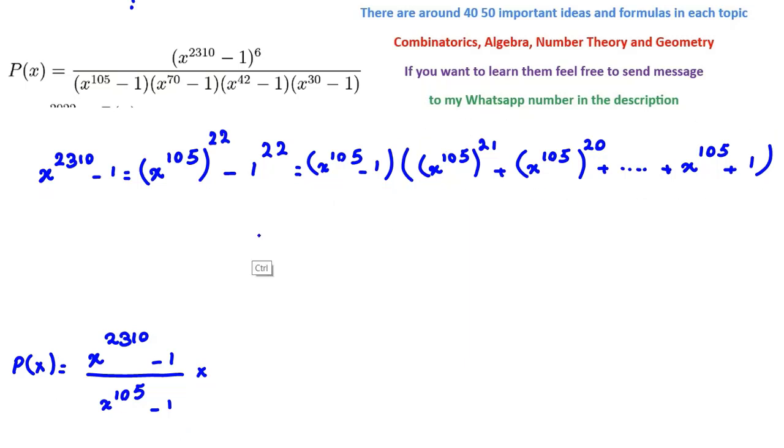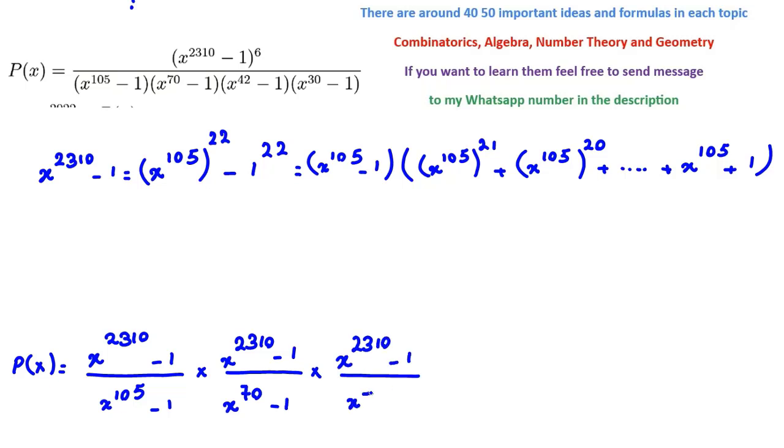Okay, now for other terms, we can do the same thing. x to the 2310 minus 1 over x to the 70 minus 1, times x to the 2310 minus 1 over x to the 42 minus 1, times x to the 2310 minus 1 over x to the 30 minus 1.